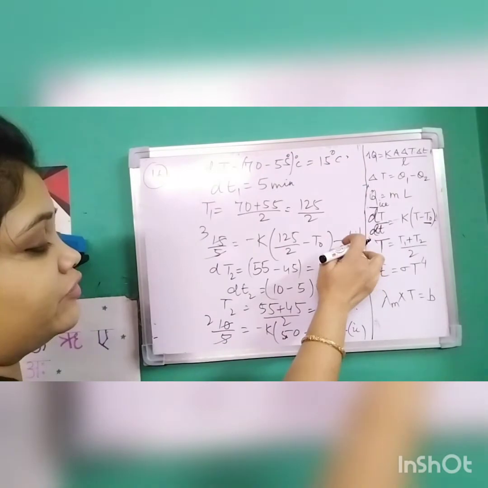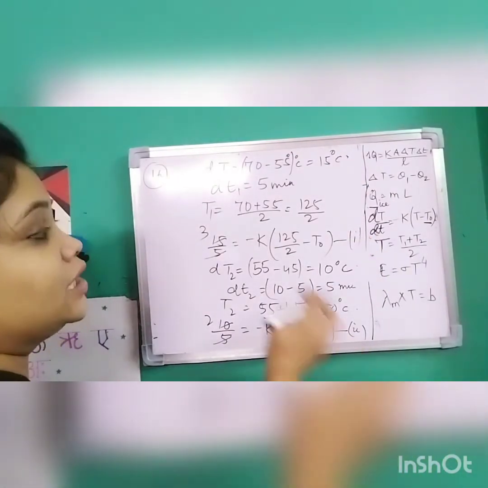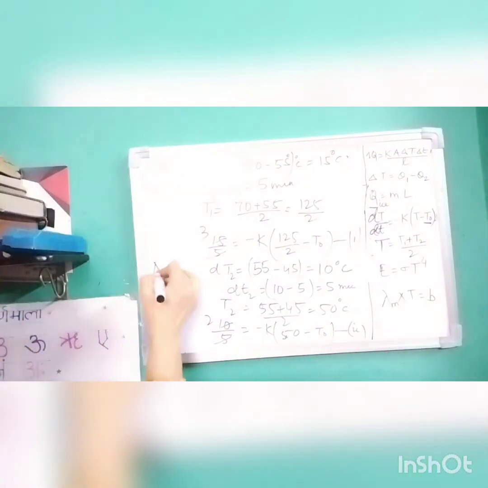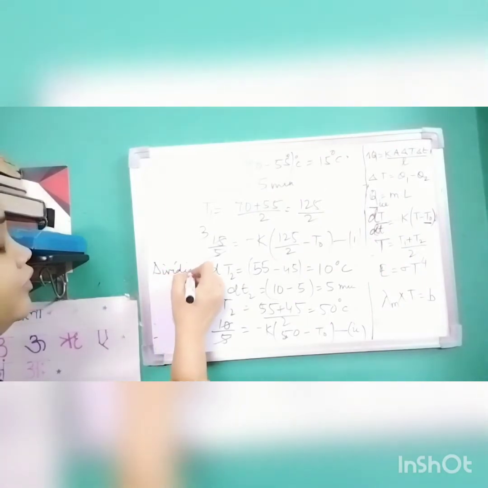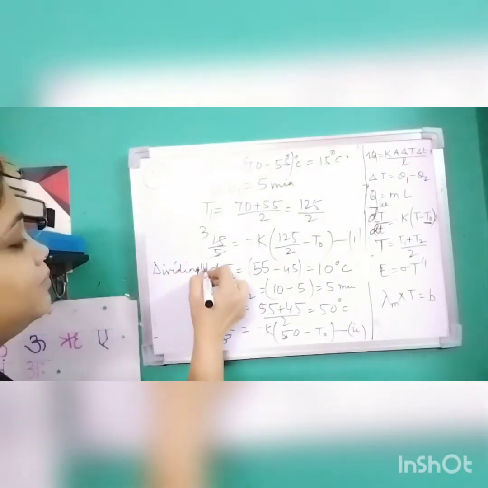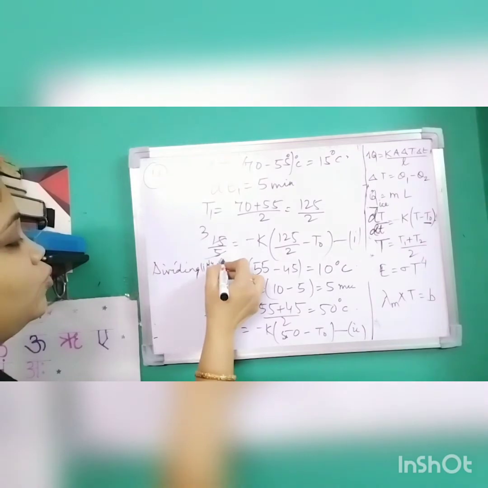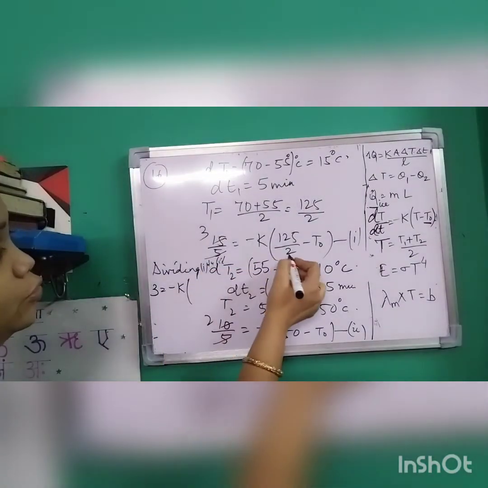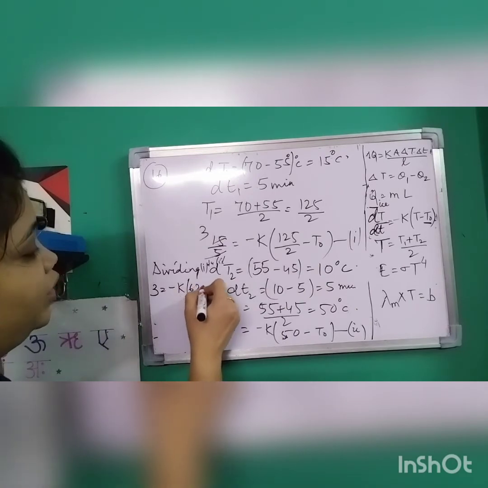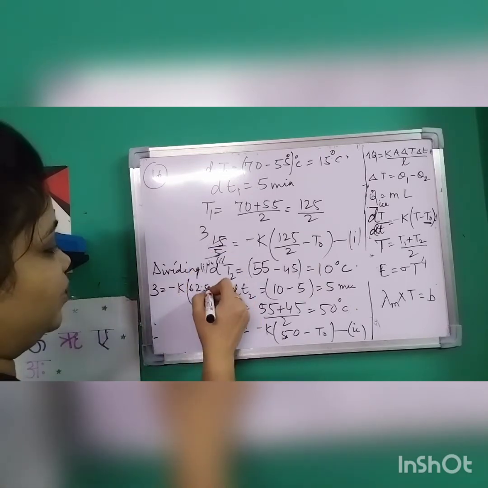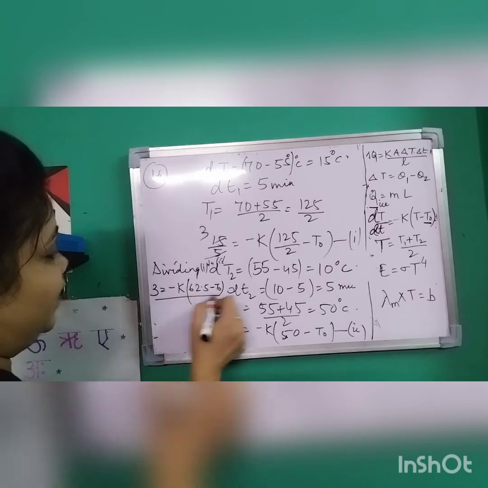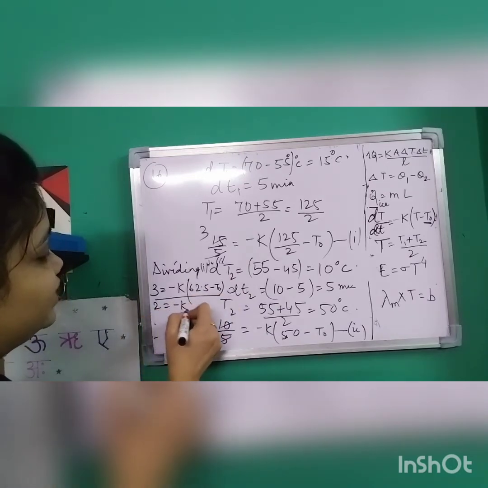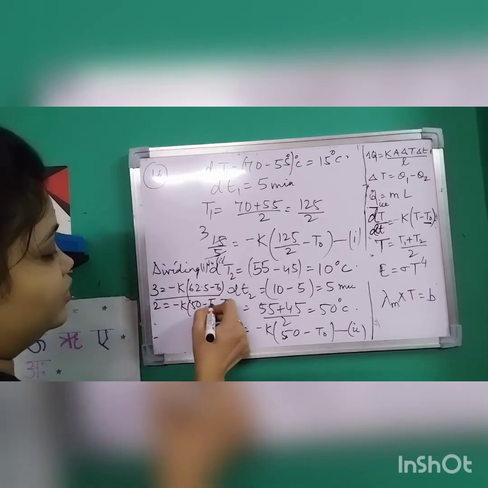So if you divide equation 1 by equation 2, what will you get? 3 is equal to minus K. Now 125 by 2 is 62.5, I hope. Yes, 62.5 minus T0 by 2 is equal to minus K (50 minus T0). This is the equation you get.